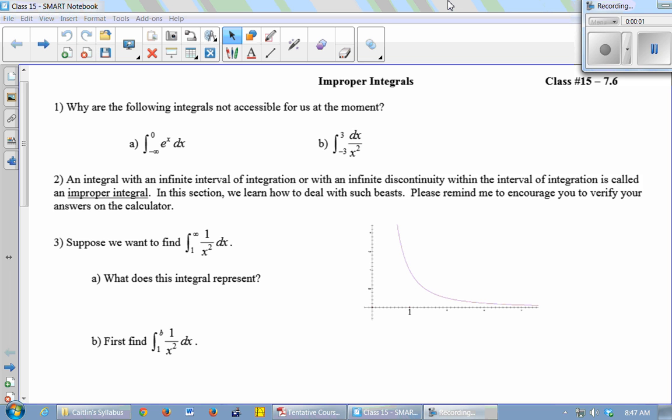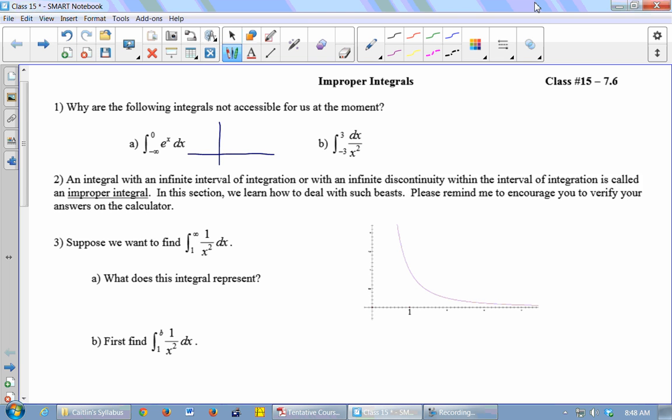About improper integrals today. So what is it about this first integral here that is unfamiliar to us right now? Having infinity as one of the bounds. So that asks us how much area is under e to the x between negative infinity and 0, right? So it kind of seems like the area would be infinite, right? Because e to the x goes on forever.